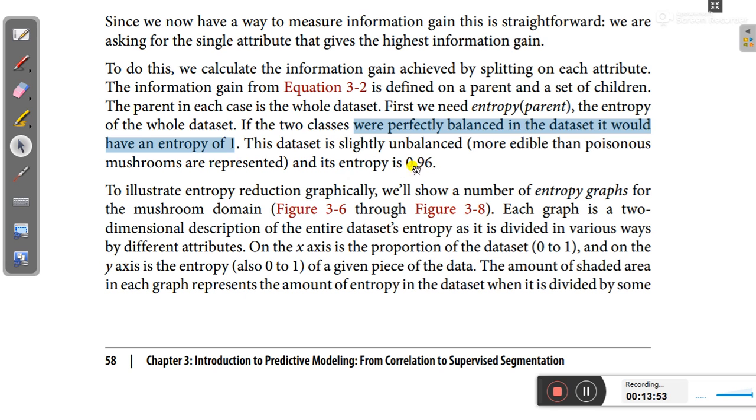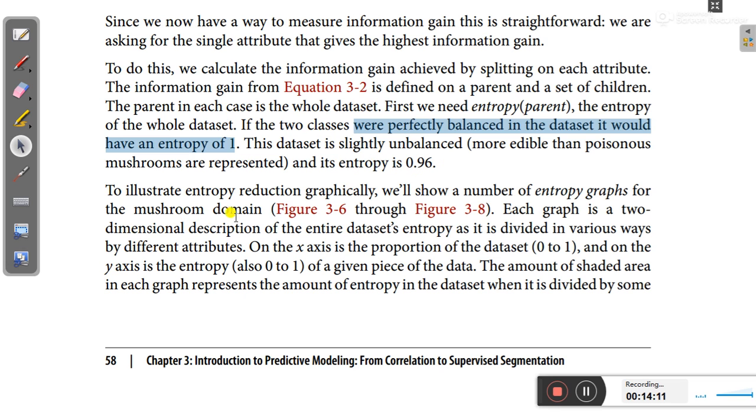So its entropy is 0.96. It says that in this data set, about the edibility of mushrooms, the entropy is 0.96. It means that it is slightly unbalanced. If it is 1, then you can say that it is balanced.